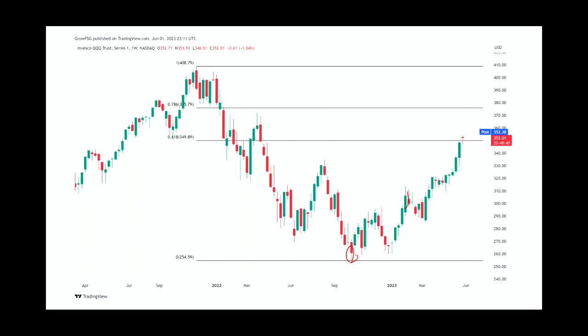And the fact that it got past that 61.8 retracement level is a pretty big deal. It's likely to keep moving higher. And the next major resistance level is up there at 375. But getting above that 61.8 retracement level is a big deal. And you can kind of see the difference. So this looks the same as the S&P. This looks the same as the S&P.